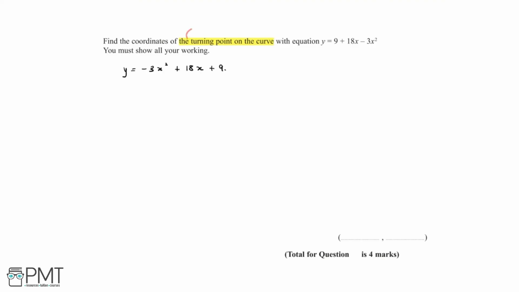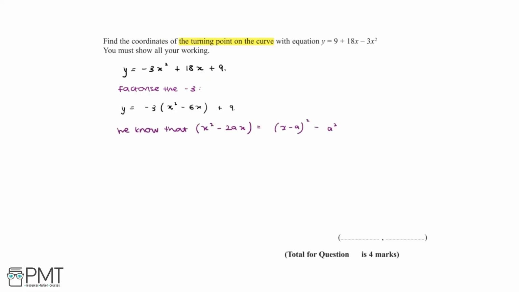Now to find the coordinates of the turning point on the curve, we need to complete the square. And so to start to complete the square, we need to factorise out the minus 3. And so we can say that y is equal to minus 3 multiplied by x squared minus 6x, and we can leave the plus 9 alone. Now we're going to have to use this rule in order to complete the square. We know that x squared minus 2ax is equal to x minus a all squared minus a squared, which sounds more confusing than it really is.